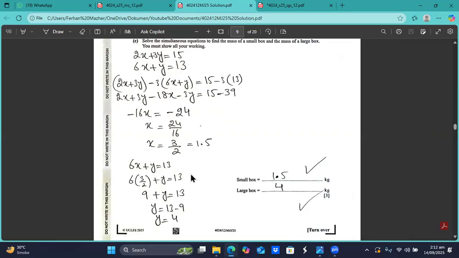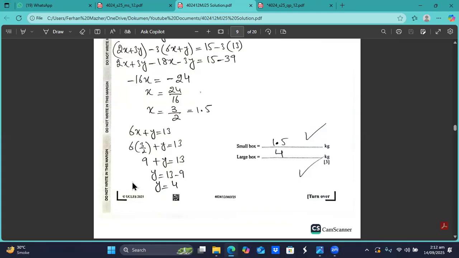So you will get x equals 1.5. Now put this x equals 1.5 in the first equation or the second equation. I will put x equals 1.5 in my second equation. In the place of x, I put 3 by 2 or 1 by 1.5. So you will get the value of y, and that will be 4.